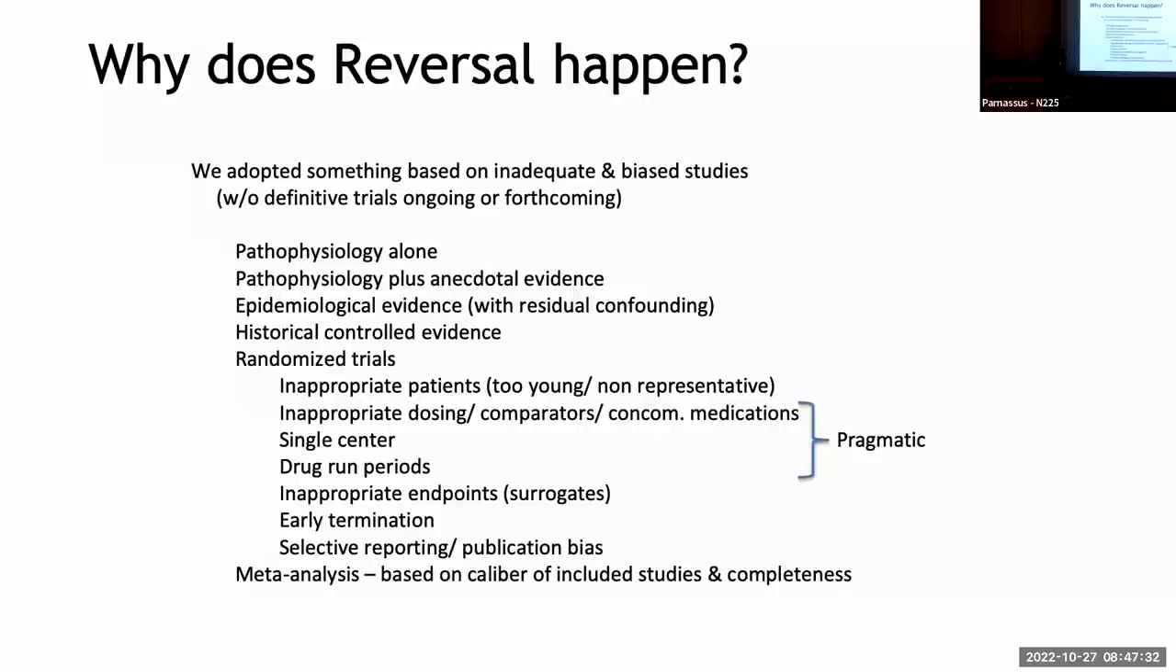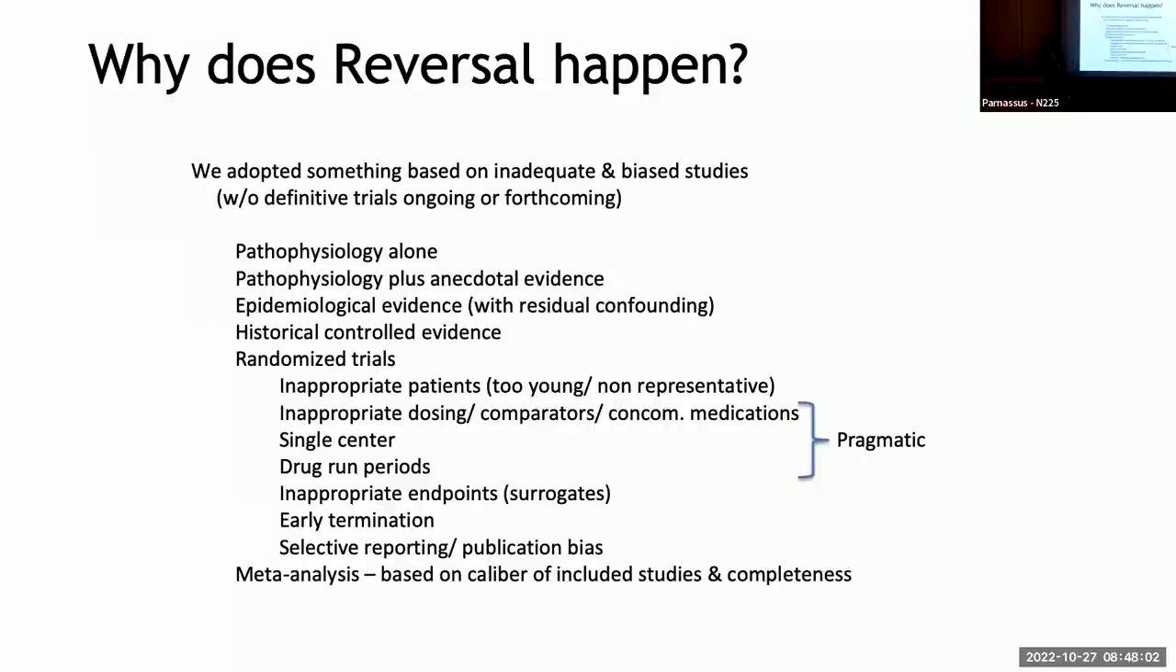I always say up here, randomized trials are also prone to reversal. Why? Here are the classic problems. One, inappropriate patients. They were too young or not representative. This is Aruba. Who are these people that survived this gauntlet? Inappropriate dosing, comparators, concomitant medications. I've read asthma trials where you're not allowed to take all of the mainstays of asthma treatments and you're randomized to the new drug or placebo. Whose practice does that help? I don't purposely deprive my patients of life-saving medicines so I can consider your drug.